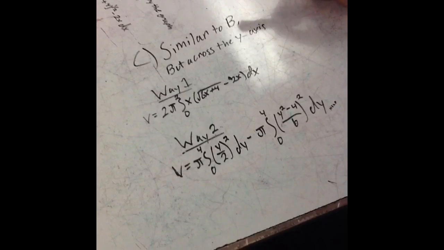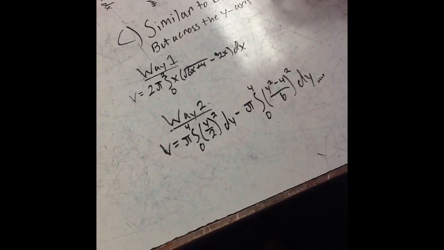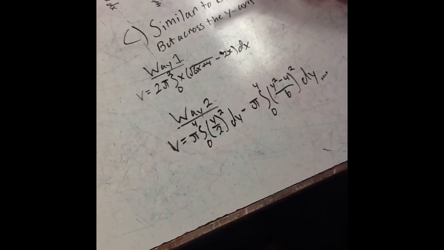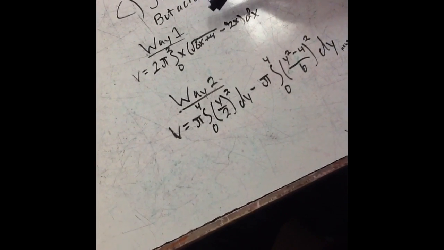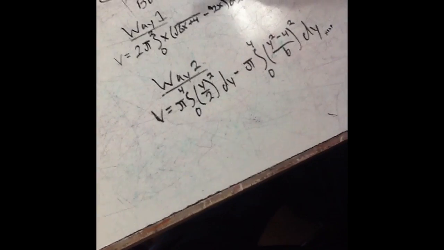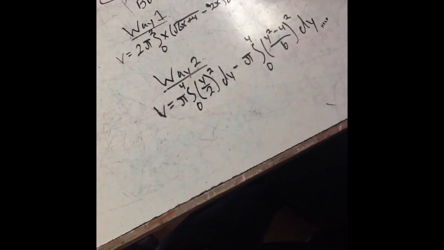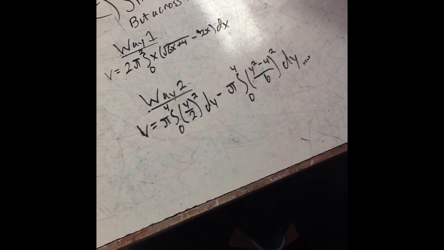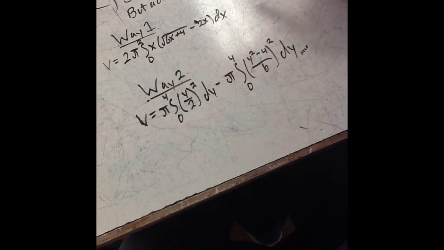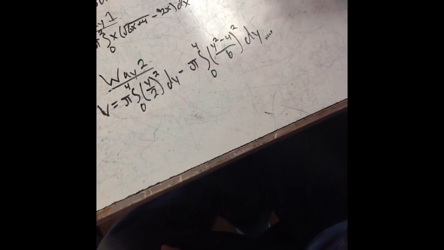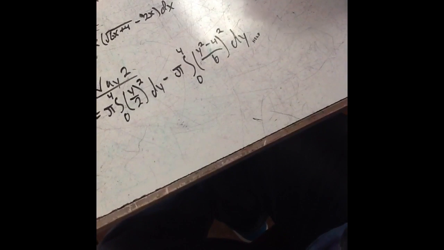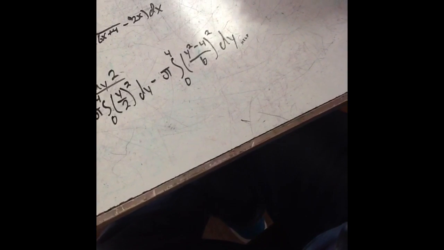Part C is very similar to Part B, but only across the y-axis instead. The first way is to set the volume equal to 2 pi times the integral from 0 to 2 of x times the square root of 6x plus 4 minus 2x dx. The second way is to set the volume equal to pi times the integral from 0 to 4 of (y over 2) squared dy minus pi times the integral from 0 to 4 of ((y squared minus 4) over 6) squared dy.